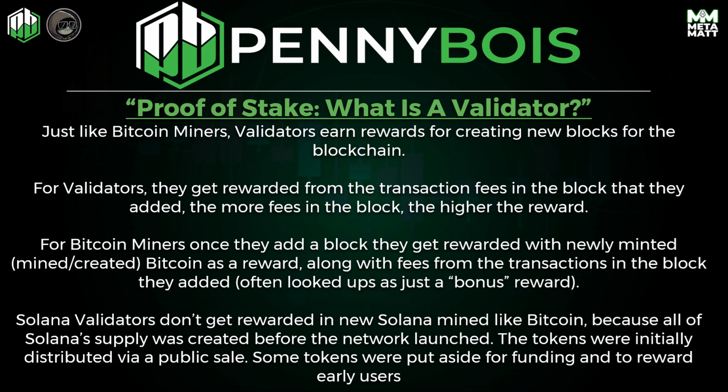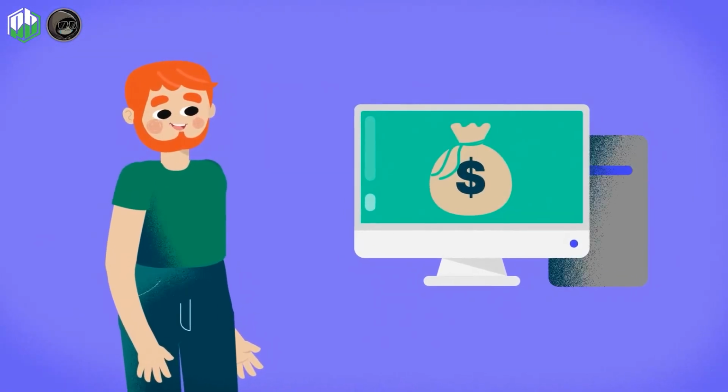So just look at miners. Validators earn rewards for creating new blocks for the blockchain. Once again, it's for the people, by the people, and the people are the ones making these blocks. For validators, unlike with Bitcoin miners, these validators, computers run by people, get rewarded from the transaction fees, just like we were talking about before. This is the main way that they get the rewards. Unlike with Bitcoin, where they reward a new Bitcoin, with Solana, they get these transaction fees.